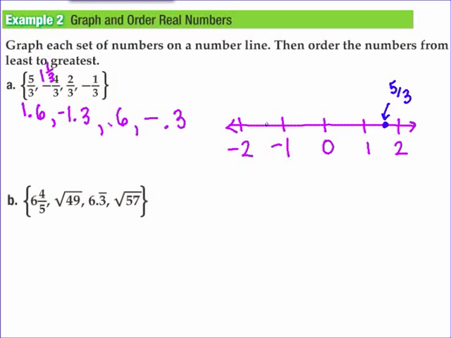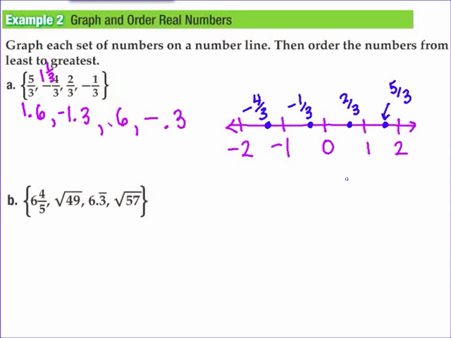Left, and then a little past this one right here. Okay, so that one is -4/3. Okay, let's look at the next one, 0.6. A little past halfway, so we're going to call that one 2/3. And then the next one will be a little here, which is -1/3.